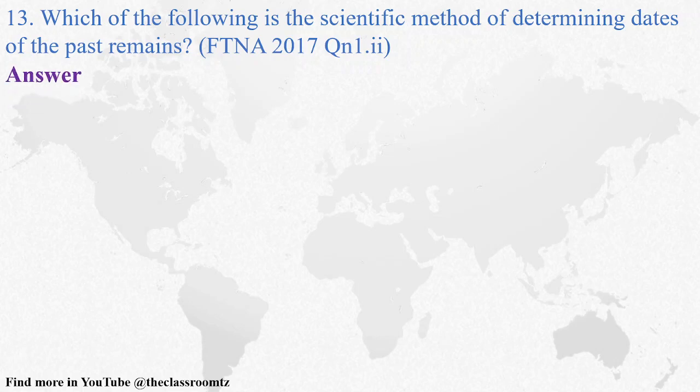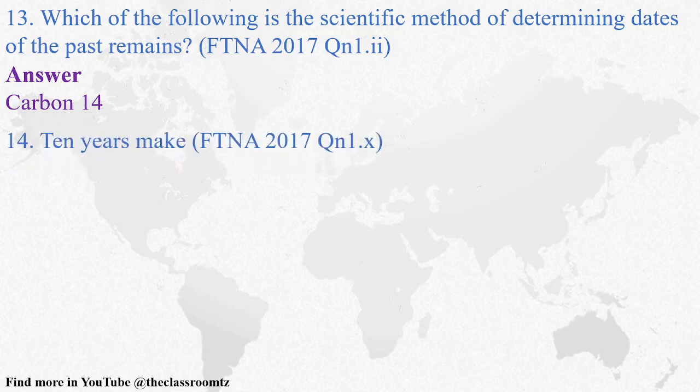So according to this question, the answer was carbon 14. Maybe they were given a different alternative such as potassium argon, but the answer was carbon 14. So from now on, you should understand we have carbon 14 and potassium argon. Carbon 14 measures below 150,000 years, and potassium argon measures above 150,000 years old. 10 years make, that was 2017. 10 years make a decade.